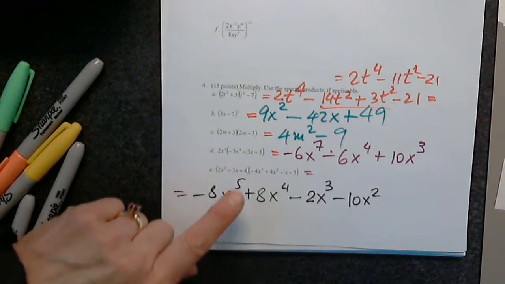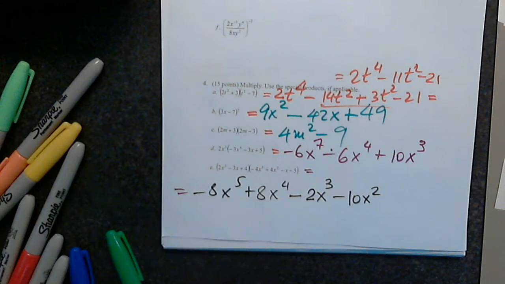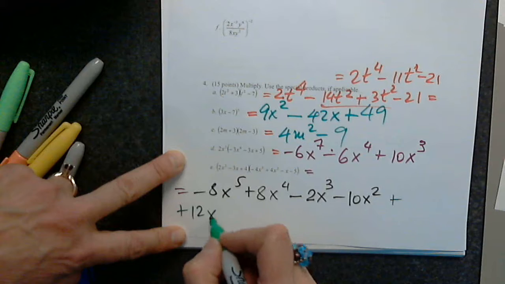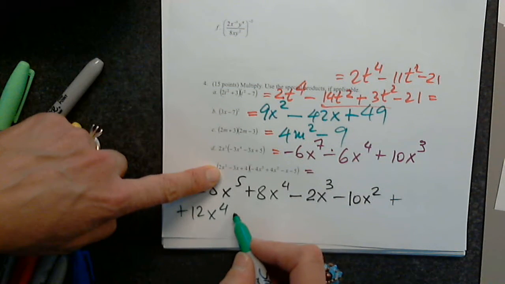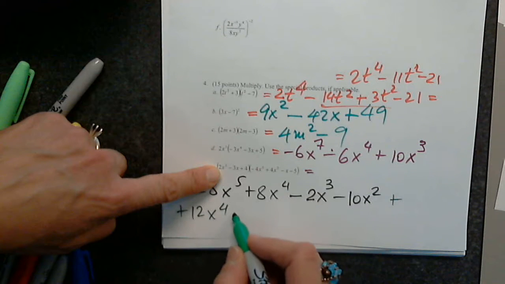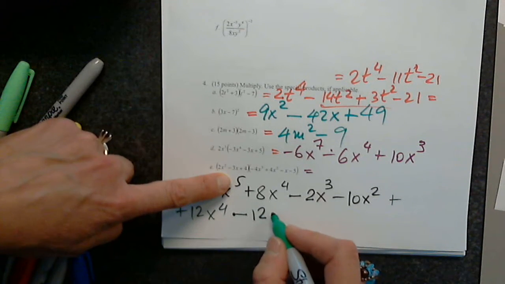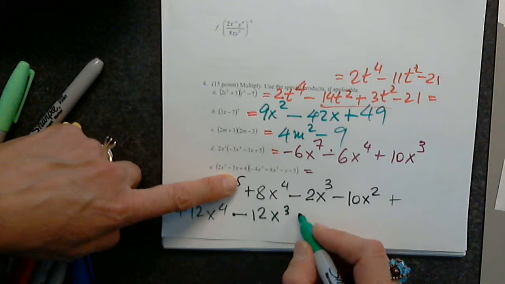So now we are here. We are distributing negative 3x to these 4. So can anyone dictate while distributing negative 3x to those 4 terms? Plus 12x to the 4th. Very good. Plus, careful. Negative, yes, minus 12x to the 3rd. Very good. Plus, yes.